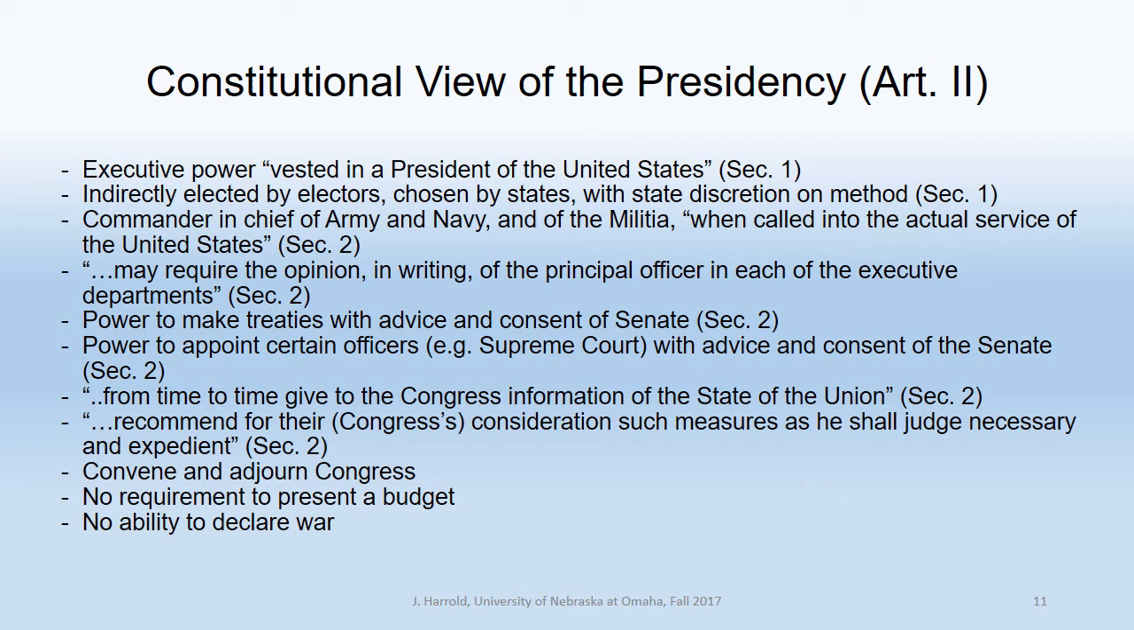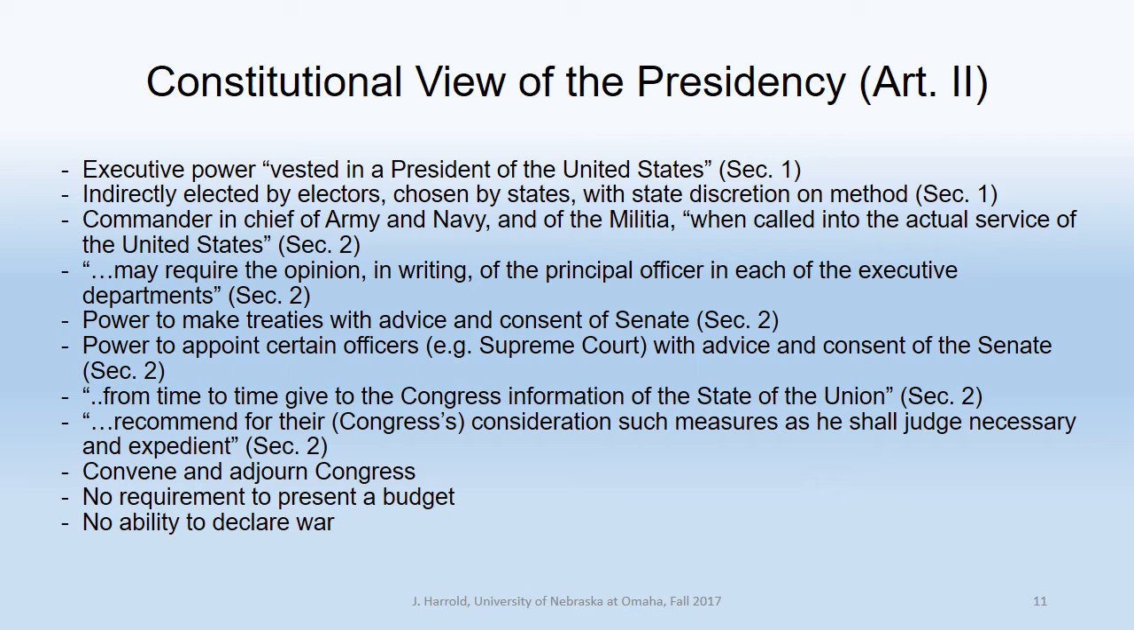Yes, the president does have power to make treaties with the advice and consent of the Senate. The president does have the power to appoint officers with the advice and consent of the Senate. The president from time to time must give Congress information on the State of the Union, which is an interesting wording, from time to time. And most early presidents did that by writing a letter. There wasn't the State of the Union address as we know it now, the pageantry. There wasn't any of that. It was a letter from the president to the Congress.